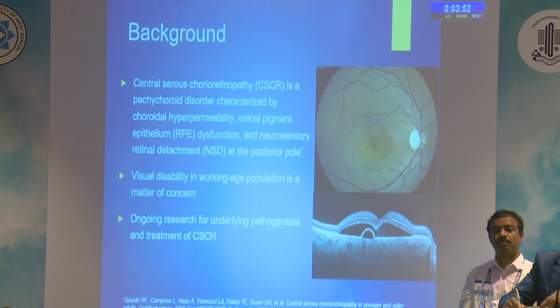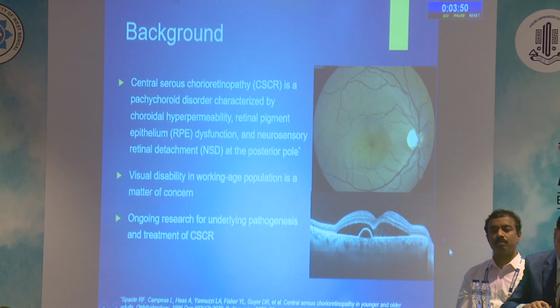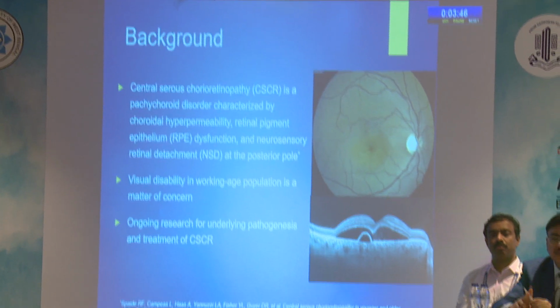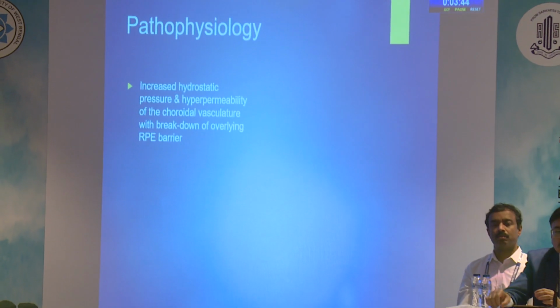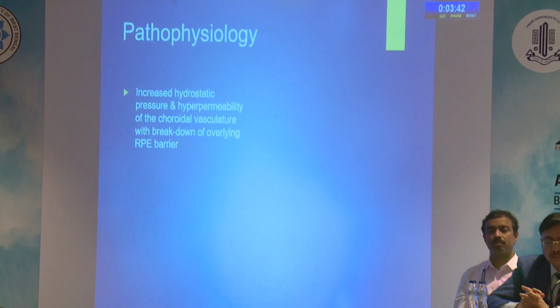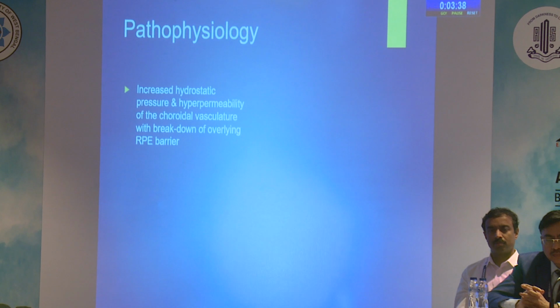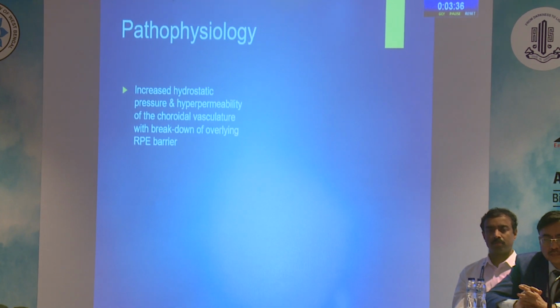prospective case control study. Central serous chorioretinopathy is a pachychoroid disorder, and the pathogenesis and treatment of CSCR is very ambiguous. The most accepted hypothesis is that it occurs because of increased hydrostatic pressure and hyperpermeability of the choroidal vasculature that leads to the breakdown of the overlying RPE barrier.